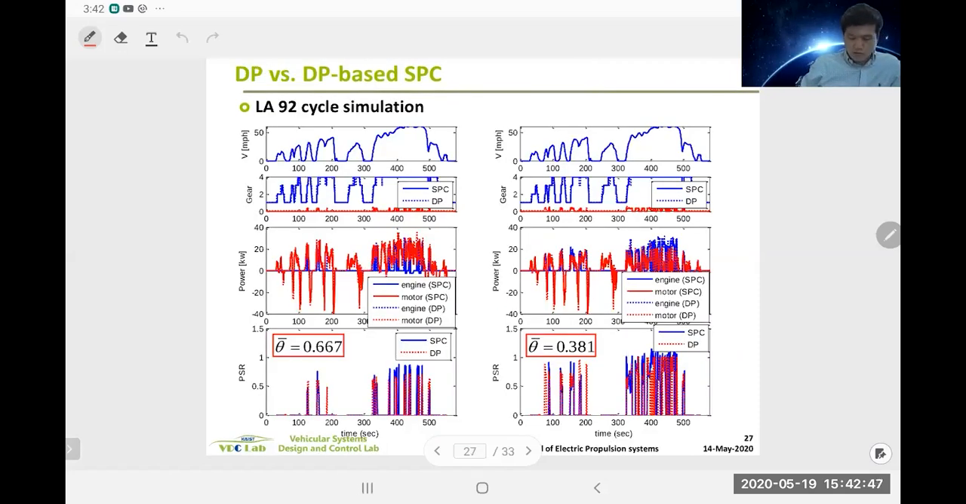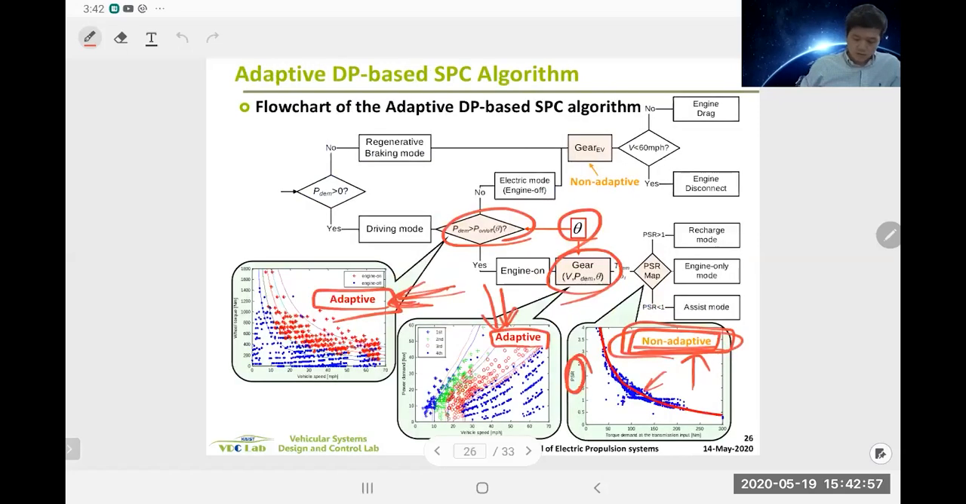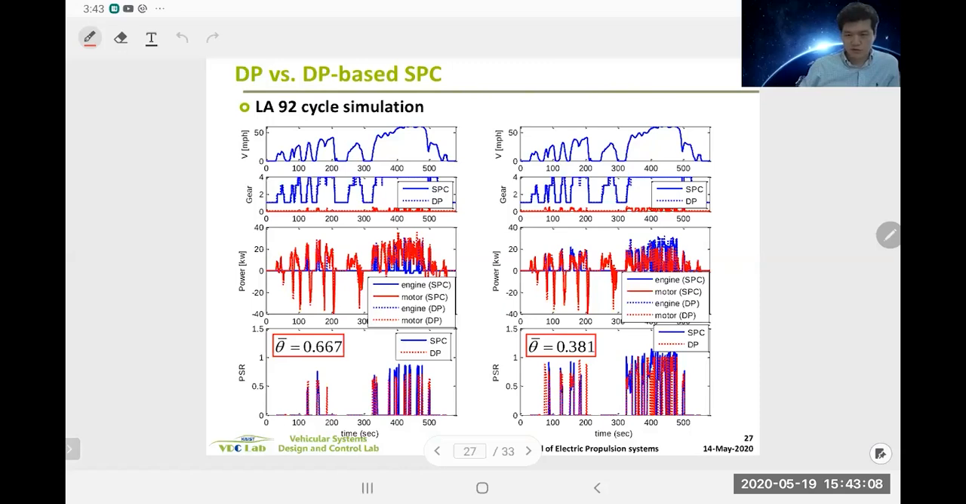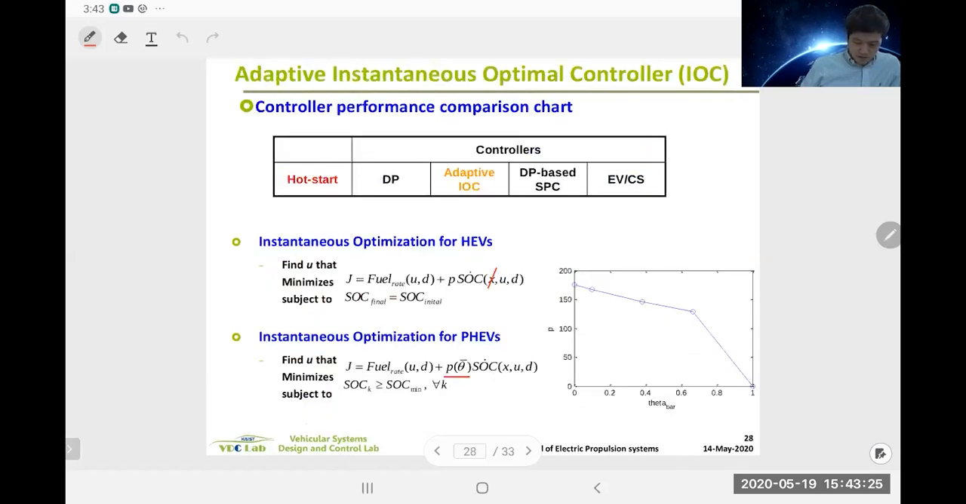Okay, now comparison of the proposed DP-based controller and DP. So this is the DP-based controller, and we're comparing that with DP. So the extracted rule-based controller, and then real DP. And you can see the behavior is quite similar for both theta bar equals 2.6 and theta bar equals 2.38. And we're going to also compare that with instantaneous optimization algorithm. And here's the results.